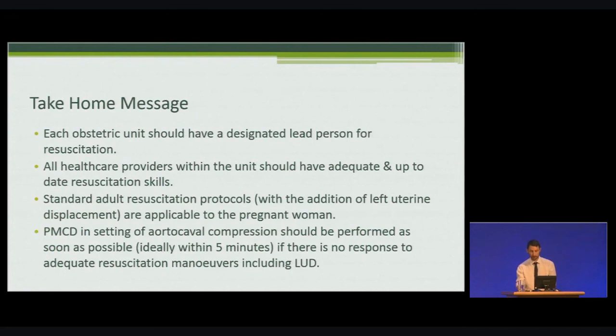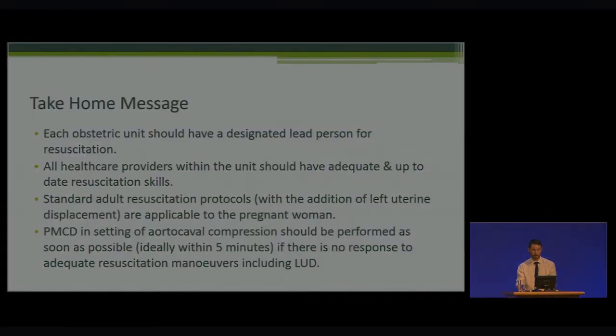I've been asked to provide a take-home message. Just in summary, each obstetric unit should have a designated lead person for resuscitation. All healthcare providers within the unit should have adequate and up-to-date resuscitation skills. Standard adult resuscitation protocols with the addition of left uterine displacement are applicable to the pregnant woman, and perimortem cesarean delivery in the setting of aortocaval compression should be performed as soon as possible, ideally within 5 minutes, if there is no response to adequate resuscitation manoeuvres, including left uterine displacement. Thank you.